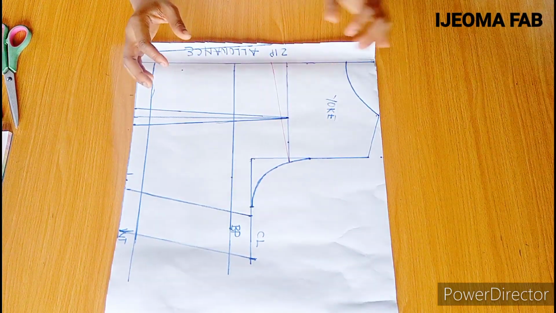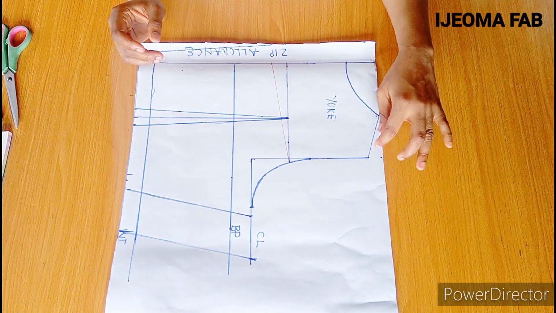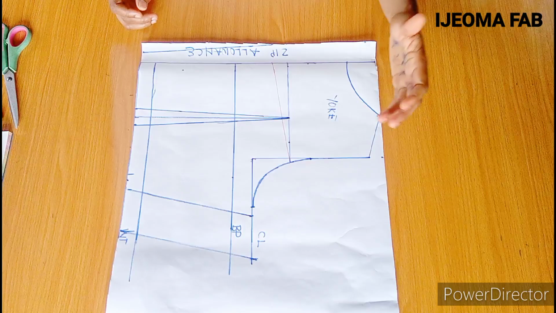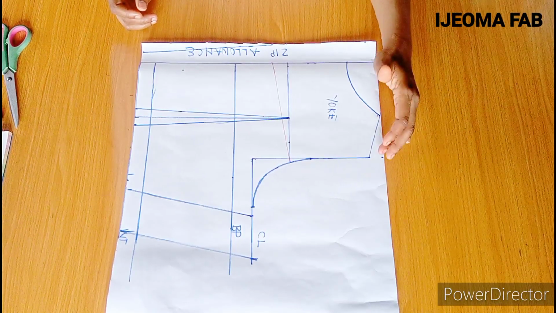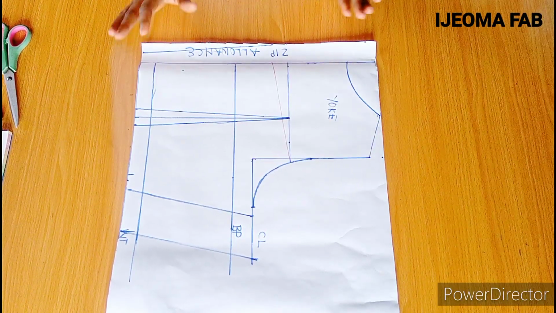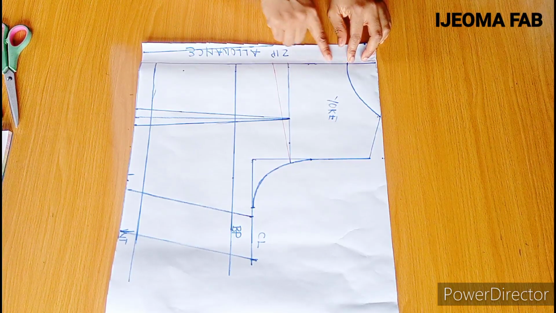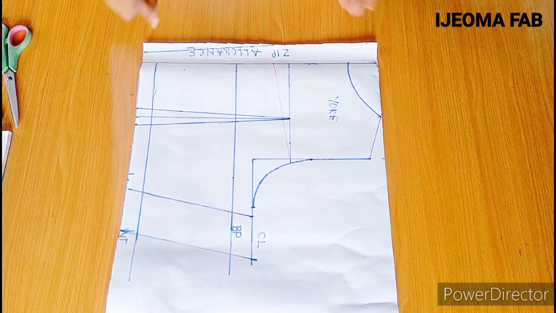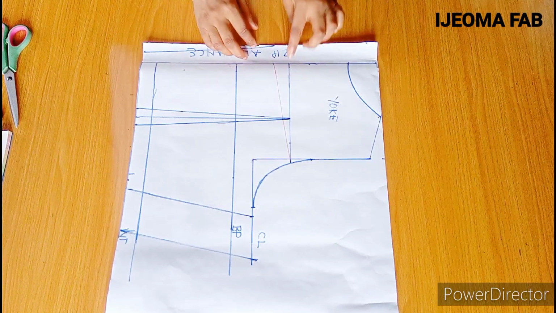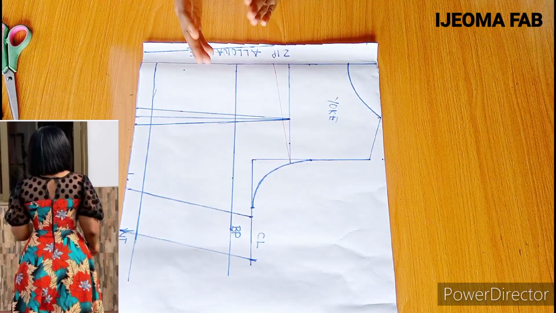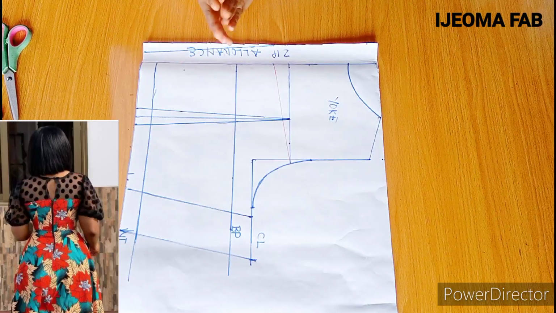So before you cut out, you need to add 1/2 inch on the shoulder here. So I have a shortage here, but when I'm drafting on the fabric, I'll be adding my 1/2 inch on the shoulder. So for the back panel, you could decide to make your zipper start from the beginning of your yoke to the end of your outfit, or you take away the zipper allowance on the yoke. So I'm going to leave a picture on the screen for you to understand what I mean.